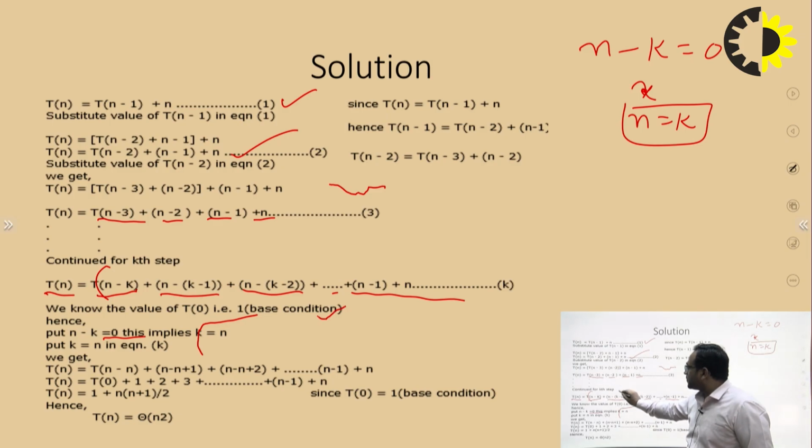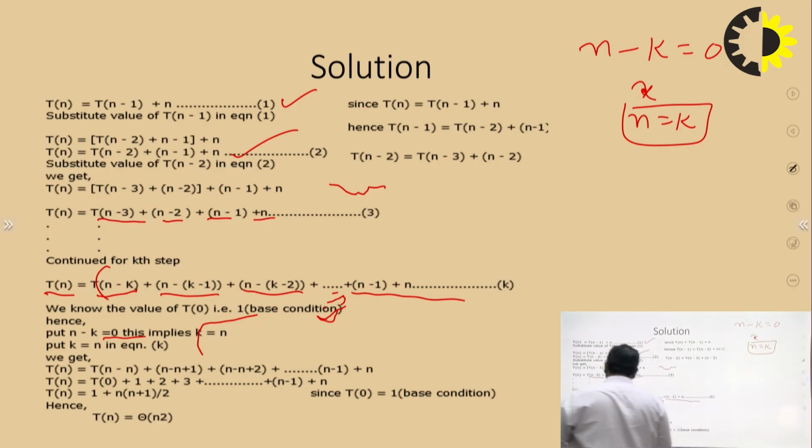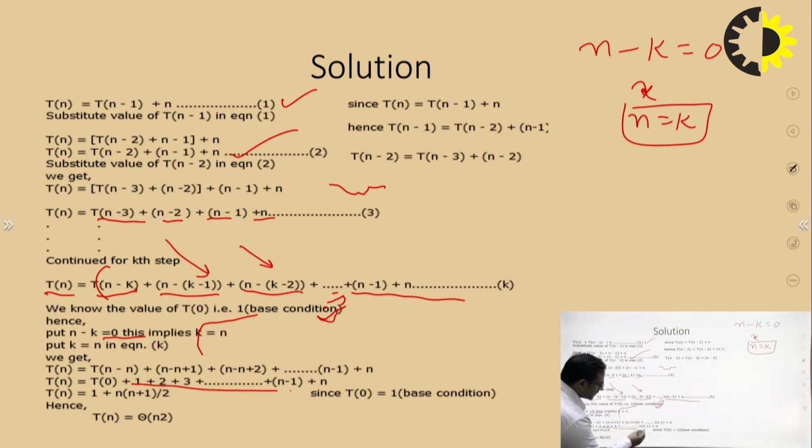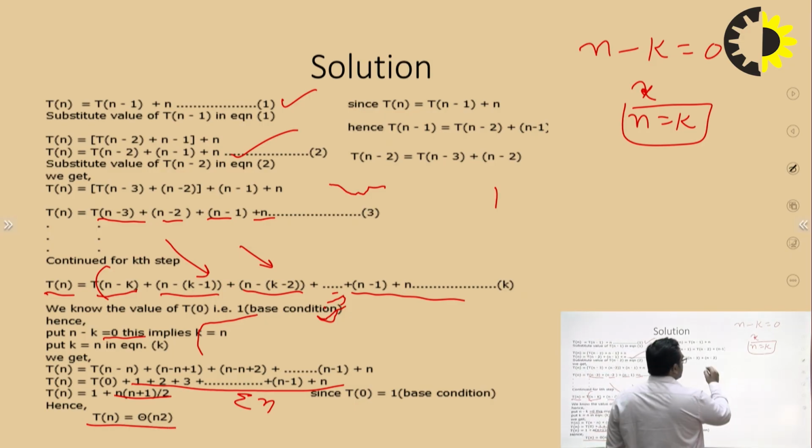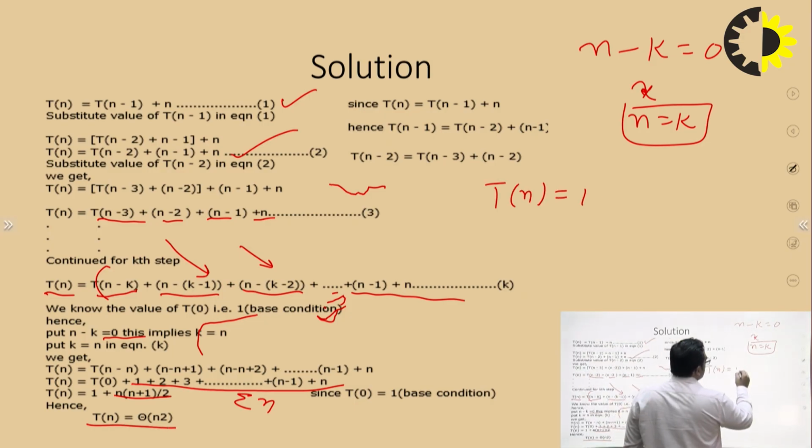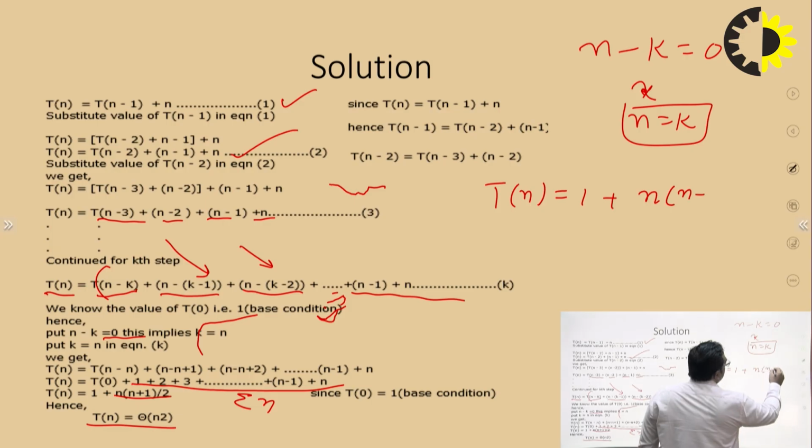So this is becoming 1, 2, 3. So the series is coming like 1, 2, 3 plus till n. What is this? This is basically a sigma n. And the value of sigma n is n into n plus 1 by 2. So Tn is equal to, when I am writing here, Tn is equal to 1 plus n into n plus 1 by 2. So what is the answer?